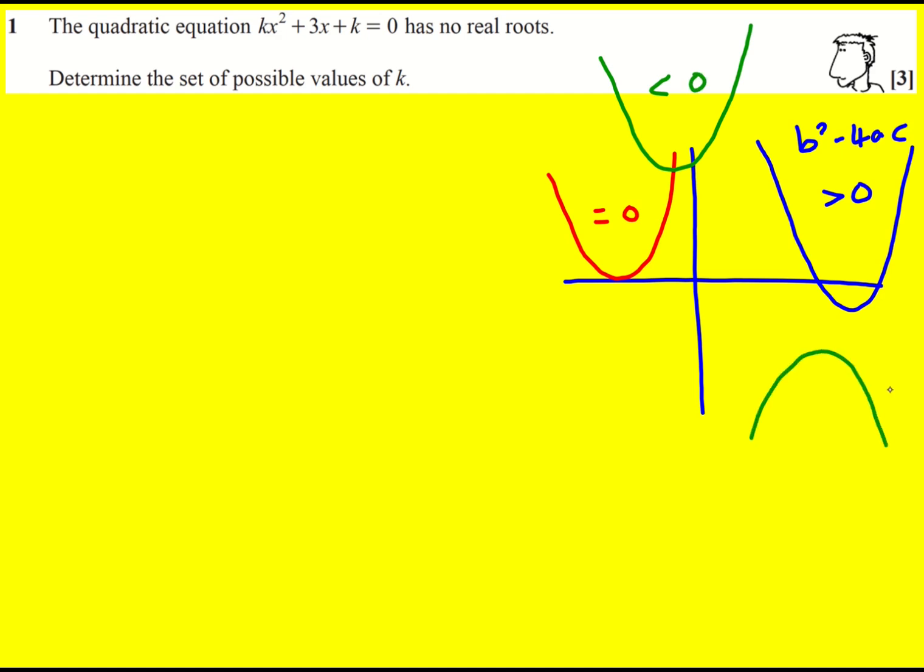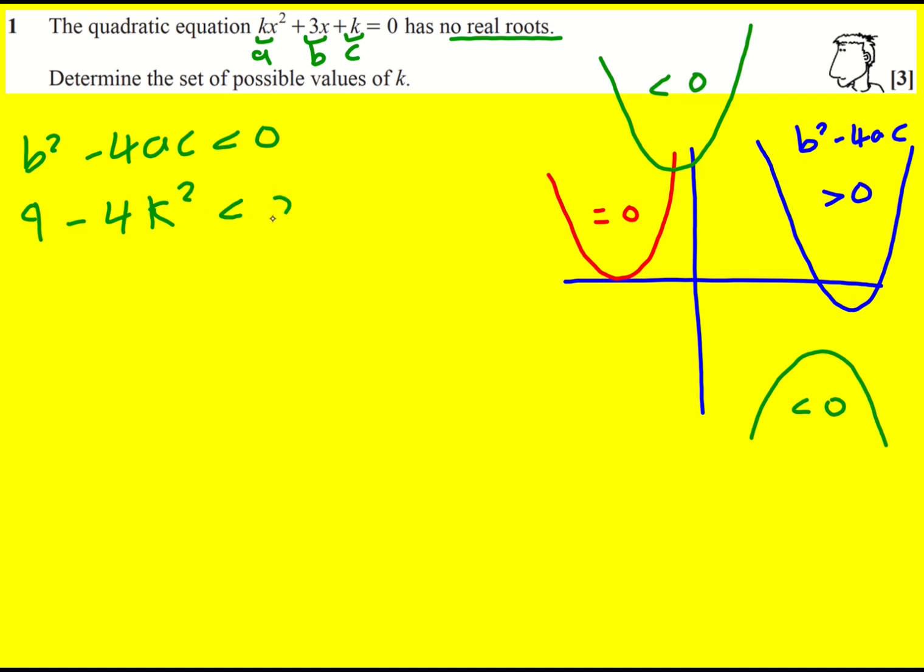You can, of course, get negative quadratics like that, where it's the same, it's still less than 0. So that's what we're looking for here. For no real roots means it doesn't cross the x-axis at all. B squared minus 4ac is going to be less than 0. This is a, this is b, and this is c. So we've got 3 squared, or 9, minus 4 times k, so k squared is less than 0.